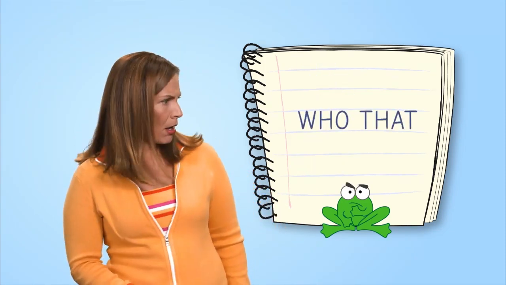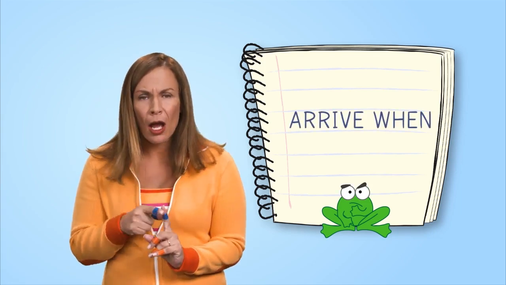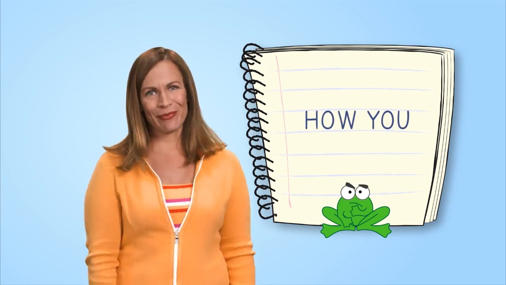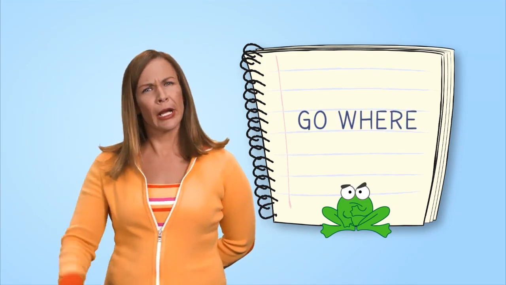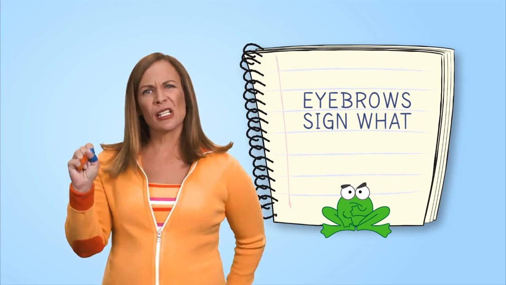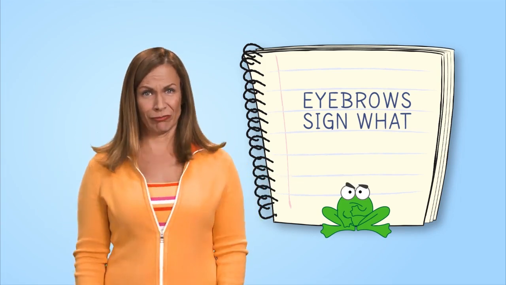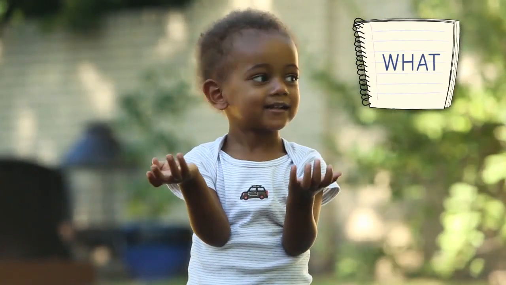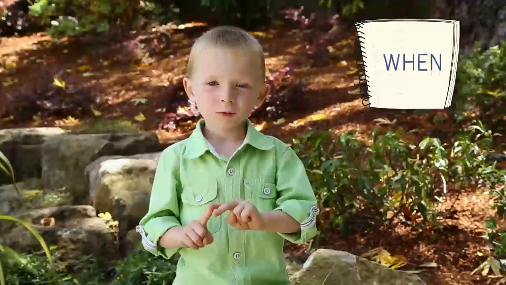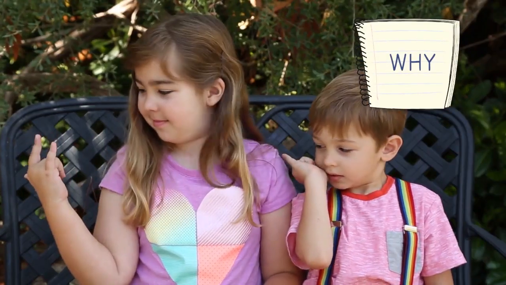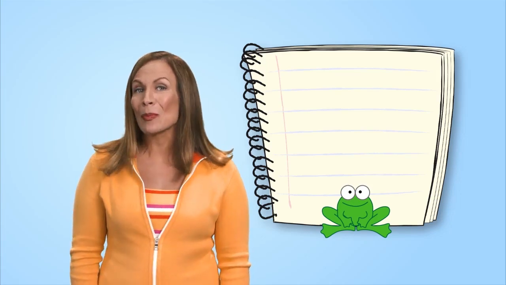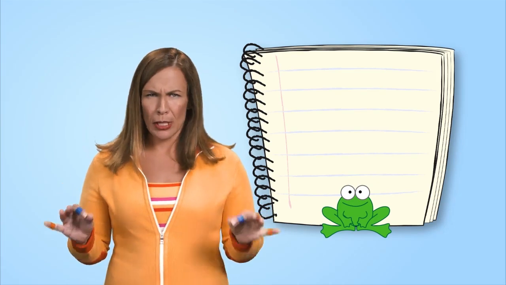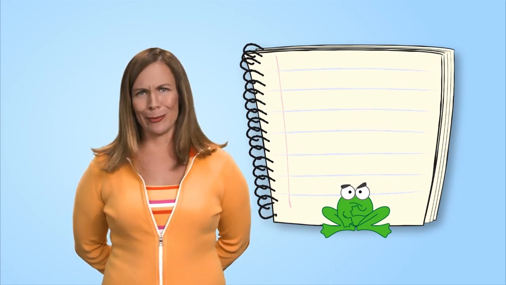Arrive when? How are you? Go where? Eyebrows. Sign. What? Who? What? Where? When? Why? How? Which? The WH question often comes at the end of the sentence, so you don't have to furrow your eyebrows the entire time.